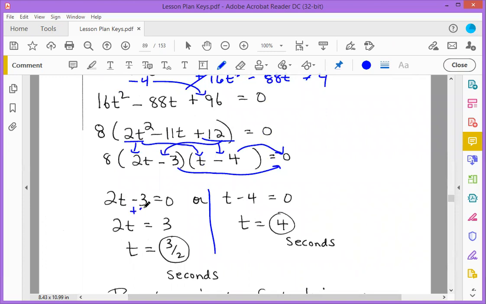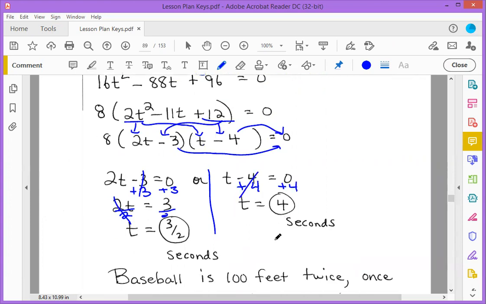On the left, we're going to add 3 to both sides of the equation, and then we're going to divide by 2. And when we do that, we'll get t equals 3 halves. Or on the right side, we're going to add 4 to both sides of the equation, t equals 4. So the baseball will be at 100 feet at 2 points in time, at 3 halves of a second and at 4 seconds.